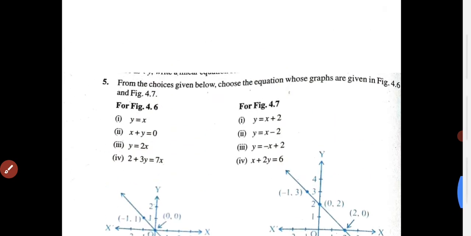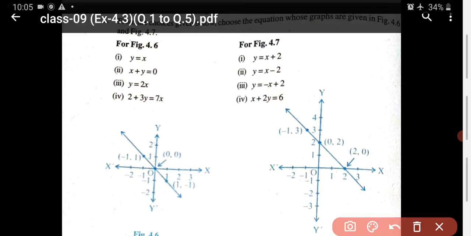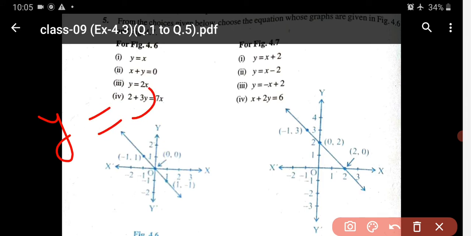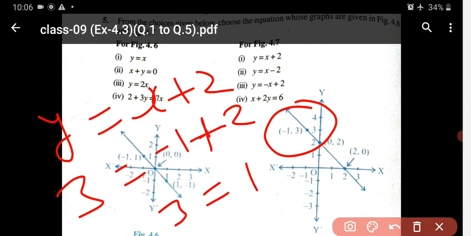Now come on the second one. In the second one, 4 equations are given here and 3 points are there. You have to tell which equation this graph represents. So if we write the first equation, y is equal to x plus 2. What is the first point? Minus 1 comma 3. So in place of x you have to put minus 1, in place of y you have to put 3. Now just check, 3 is equal to plus 1. They are not equal. It means that the first option is wrong.